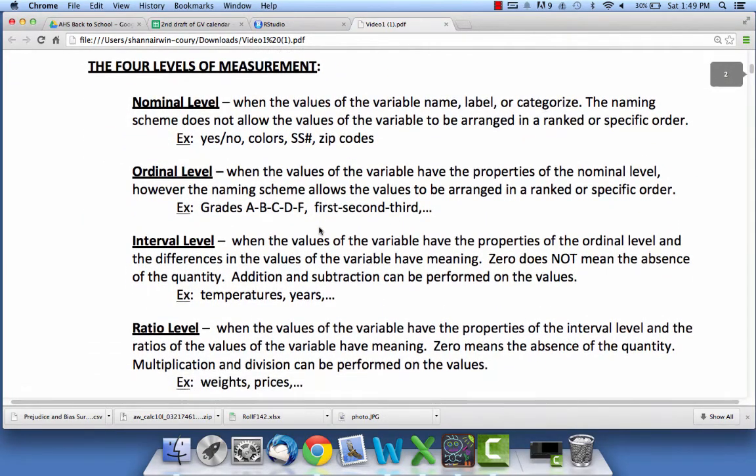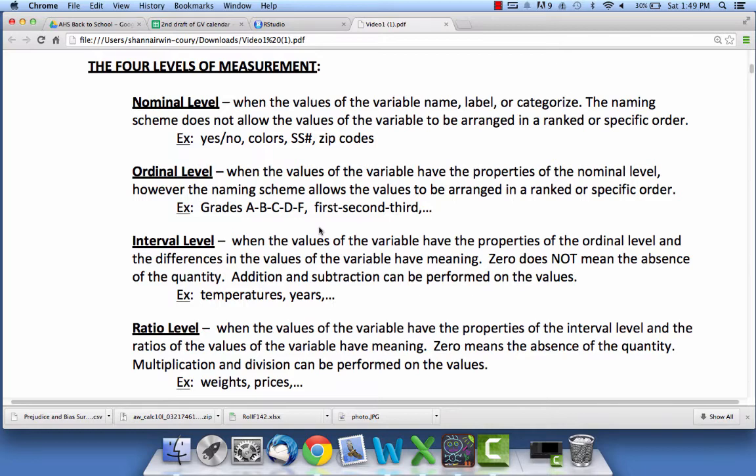Within levels of measurement, we have 4. The first 2 are usually categorical or qualitative. The last 2 are numerical. Most numerical values fall in the last 2. So the nominal level, nominal means like naming. You've just named it. That's it. It's just a category.